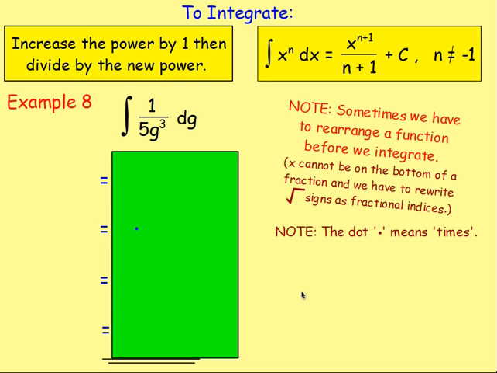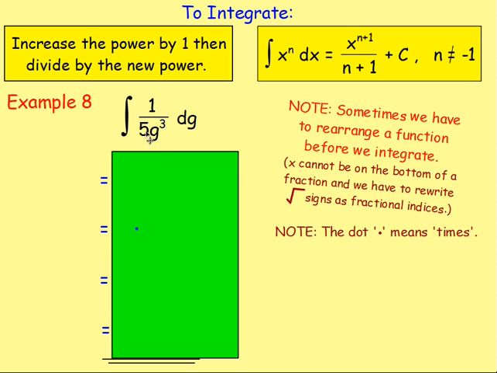Integrate 1 over 5g cubed dg. This time we have dg because our function is written in terms of g. Again, when you integrate, you have to make sure that x, or in this case g, is not in the bottom of the fraction. Here it is, so you have to rewrite that. So you can move the base and the index up to the top line.